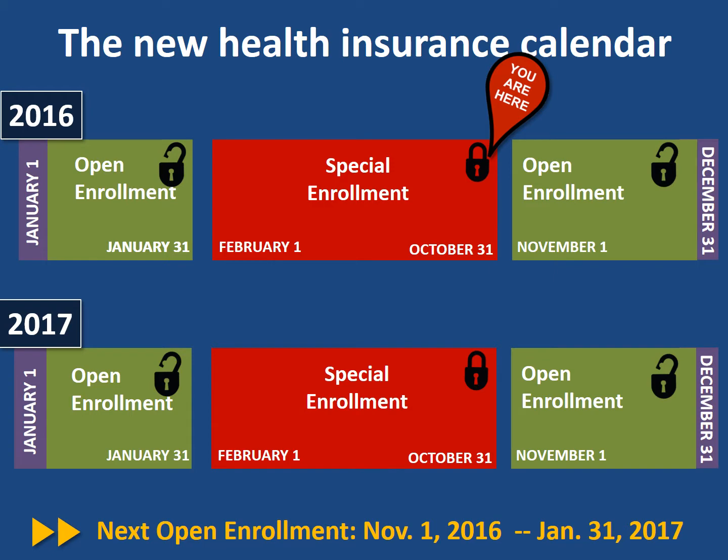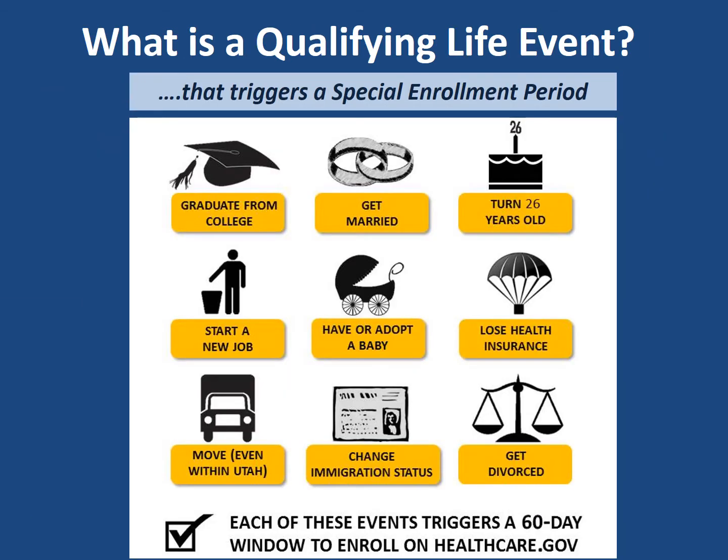If you're outside of that open enrollment period, then the only thing that you can do is wait around, or if you have some sort of big life change, like you get married, you lose your health insurance, you turn 26, any of these things that are listed on this slide here, those would allow you to sign up typically outside of the open enrollment period, and they call that a special enrollment period or a qualifying life event.